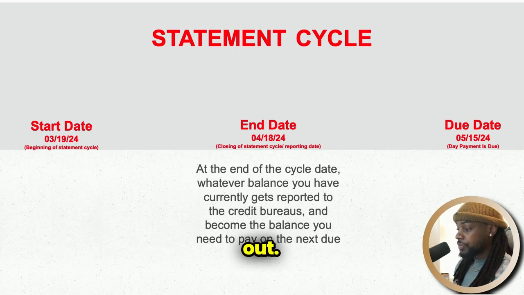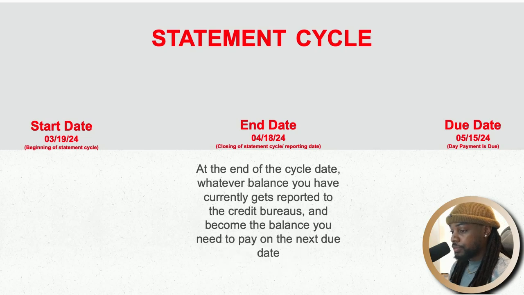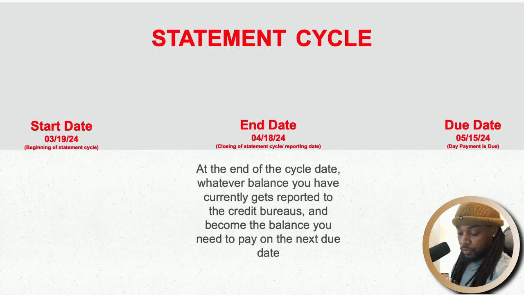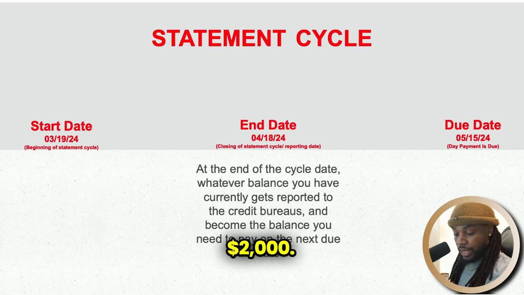So check this out. At the end of your statement cycle date, whatever balance you have currently gets reported to the credit bureaus, and it becomes the balance you need to pay on the next due date. So let's use this for example. If I wanted to make sure that I always used 10% or less on my credit card, and let's use a real example. This credit card has a limit of $2,000, right? Okay. Well, let's take $2,000.